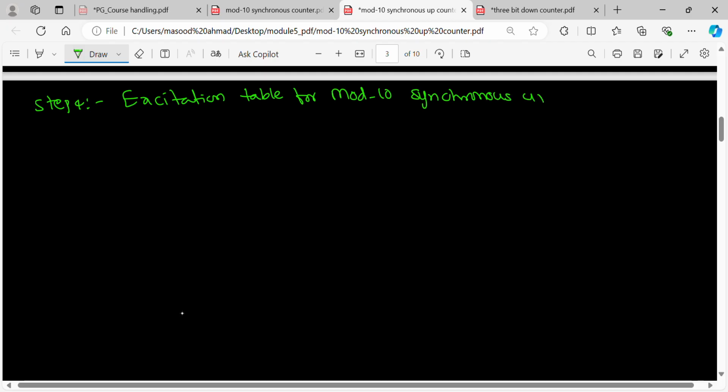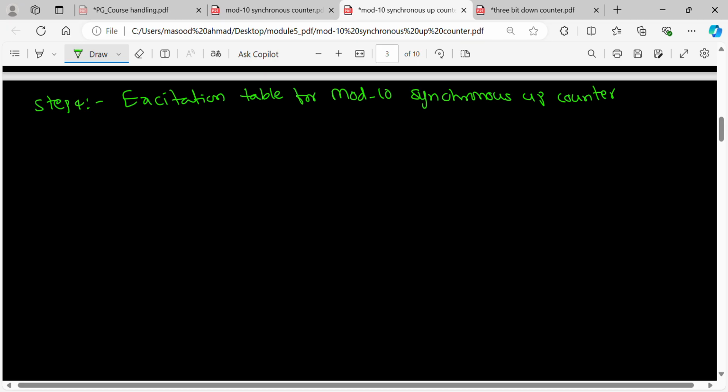synchronous up counter. What is an up counter? It will go from 0 to 1, 1 to 2, 2 to 3, and so on. From the above diagram, what we know is the state diagram. From that, I write the excitation table.